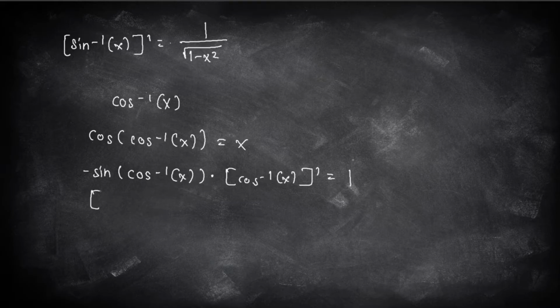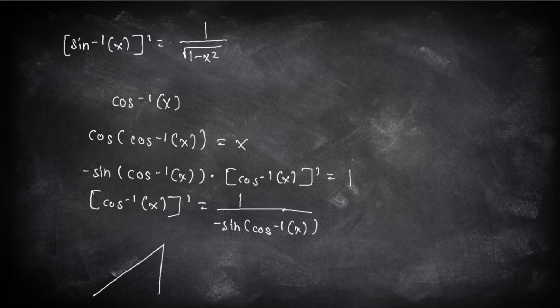So that means the derivative of the inverse cosine is 1 divided by negative sine of inverse cosine of x. And we're going to do the same thing again, drawing theta. So this x value, since it's cosine, is going to be adjacent over hypotenuse. That means this one is the x. So x divided by 1 will give us x, which is what it's here. So now, if this is x, that means this value is going to be square root of 1 minus x squared.